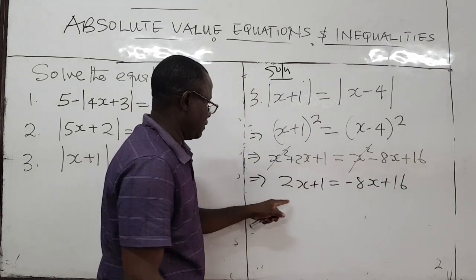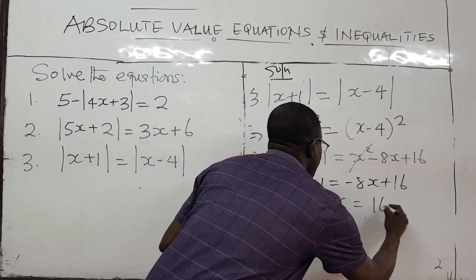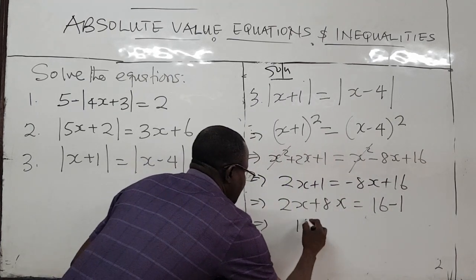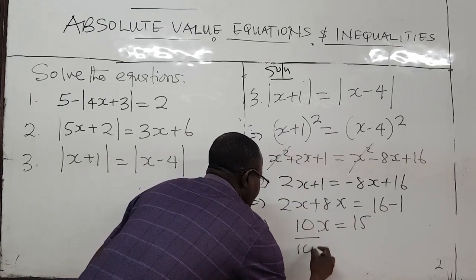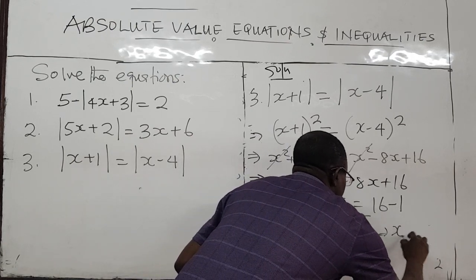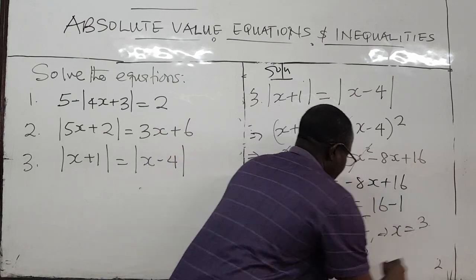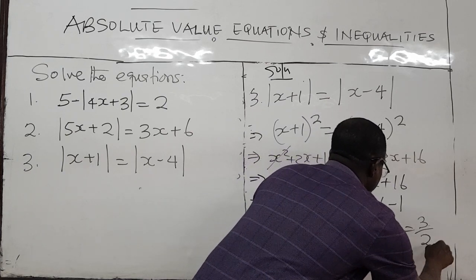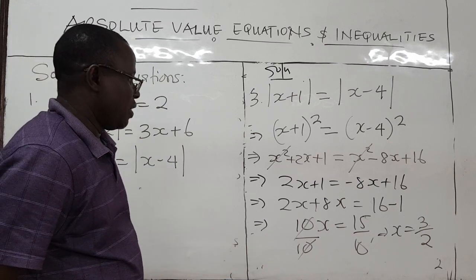We group the x's. This implies that 2x plus 8x is equal to 16. I take the 1 there, I have minus 1. So I have 10x is equal to 15. Divide through by 10. So x is equal to 15 over 10. 5 goes in here, 3. 5 goes in there, how many times? You have 2 times. x is equal to 3 over 2.